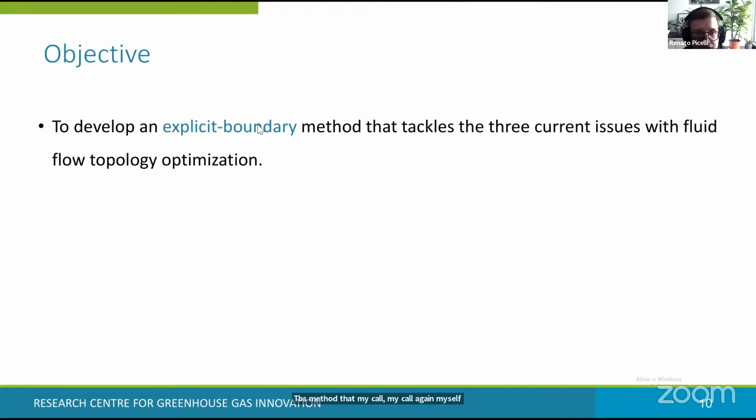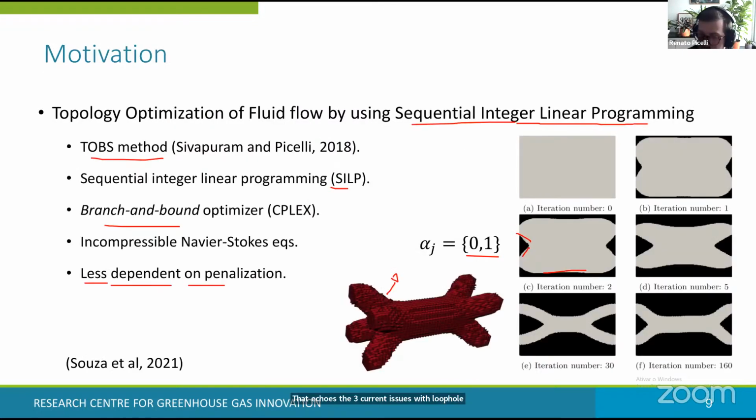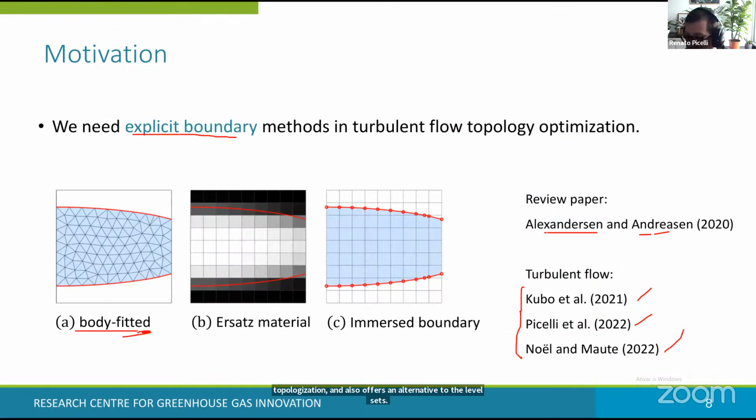So my main objective here is to develop an explicit boundary method that tackles the three current issues with fluid flow topology optimization, and also offers an alternative to the level sets. As I said, a level set, and we have another method.